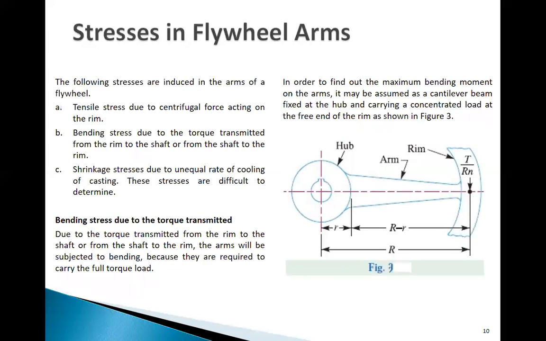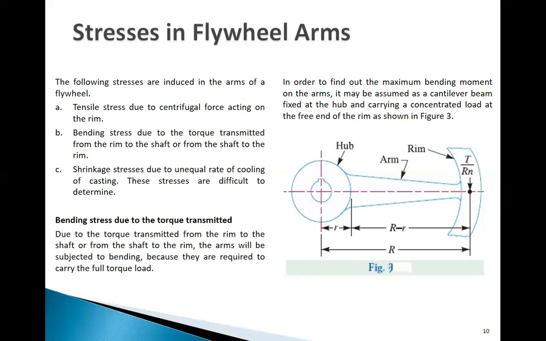Now, the following stresses are induced in the arms of the flywheel. Stresses in flywheel arm: first, tensile stress due to centrifugal force acting on the rim; second, bending stress due to the torque transmitted from the rim to the shaft or from the shaft to the rim; third, shrinking stresses due to unequal rate of cooling of casting. These stresses are difficult to determine, so they are considered in the factor of safety.